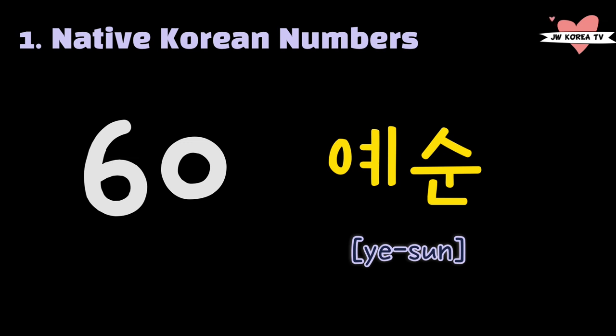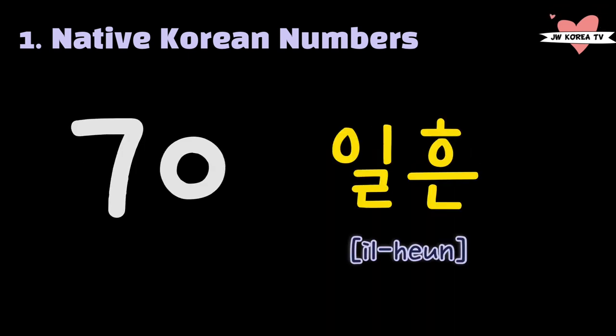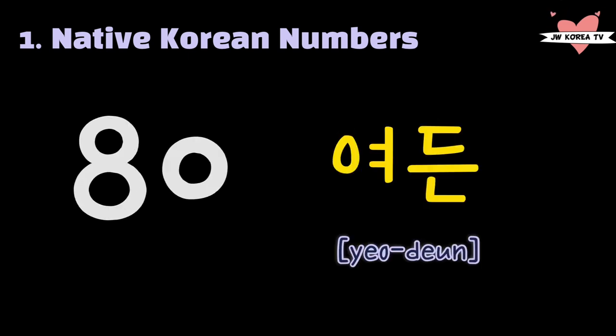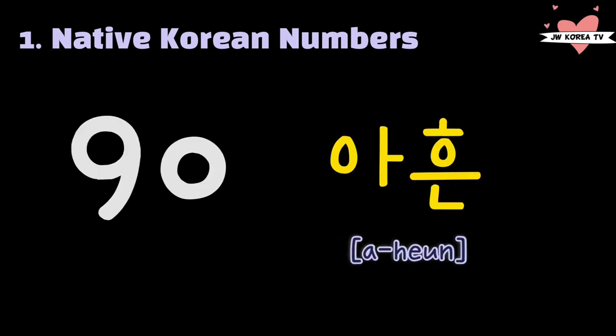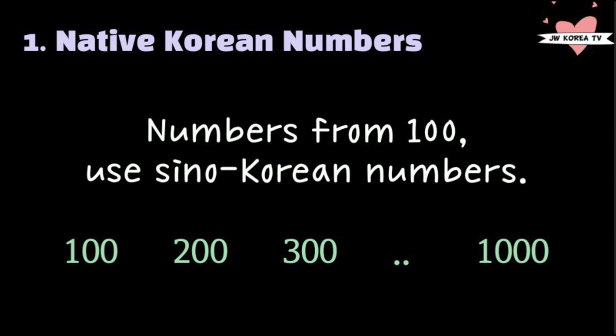60. 예순. 70. 일흔. 80. 여든. 90. 아흔. And from 100, we use Sino-Korean numbers, like 100, 200, 300, 1000.